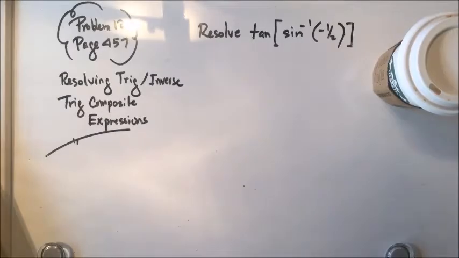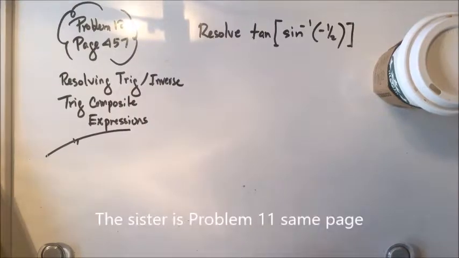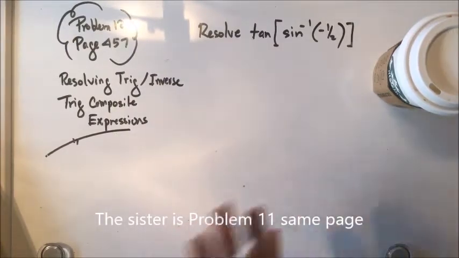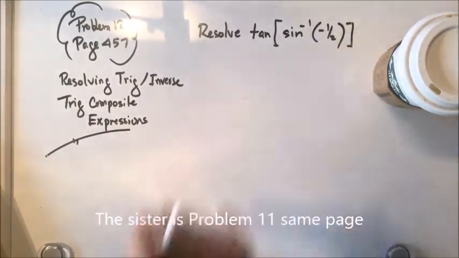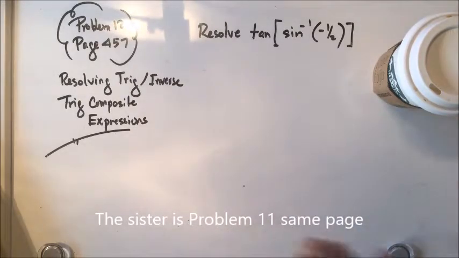Okay, on to homework set 31. We're going to do 4 problems here, primarily on page 458. The first was on 457, and it's got a long title, Resolving Trig and Inverse Trig Composite Expressions. And this is the expression in problem 12.